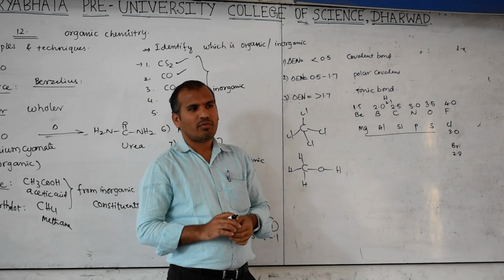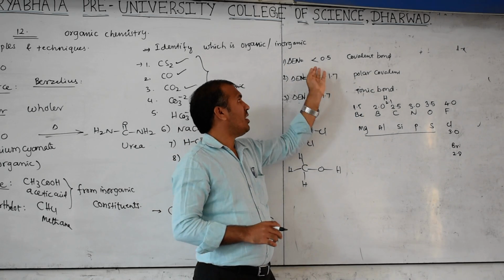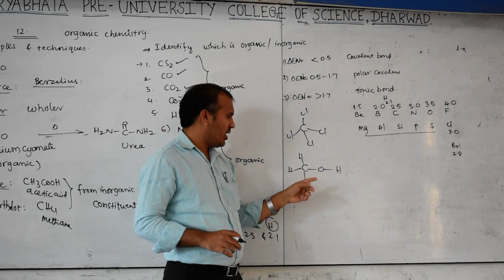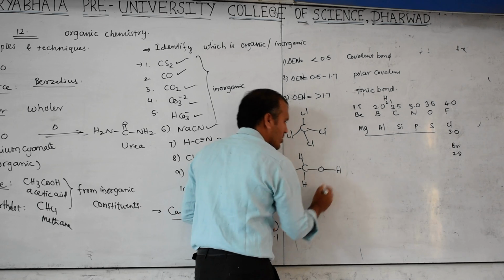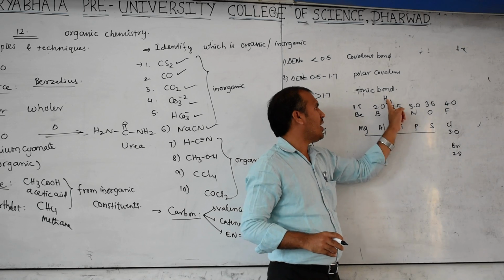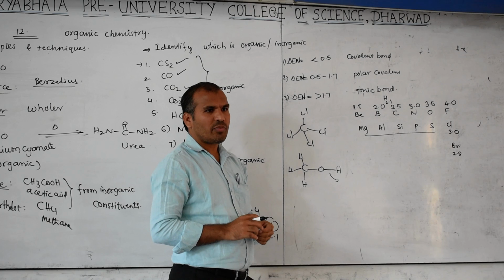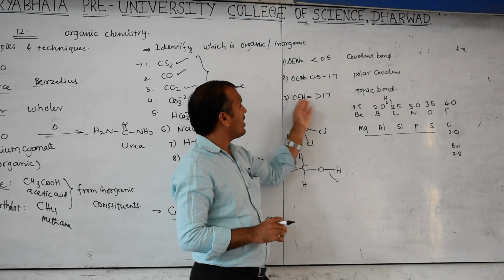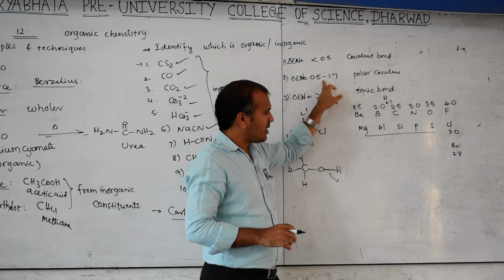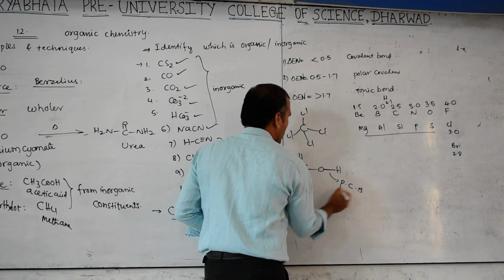Difference 0.5. 0.5 is what? Covalent bond. Equal to or less than that, you consider a covalent bond. Now, here oxygen is there, hydrogen is there. Which type of bond is this? Oxygen is 3.5, hydrogen 2.5 as per this, difference 1.5. Whatever is greater than this comes in this category, polar covalent bond, PCB.